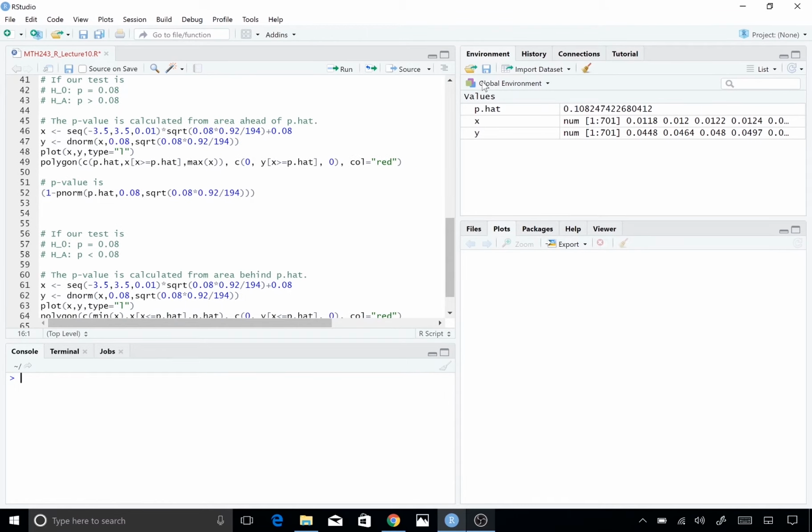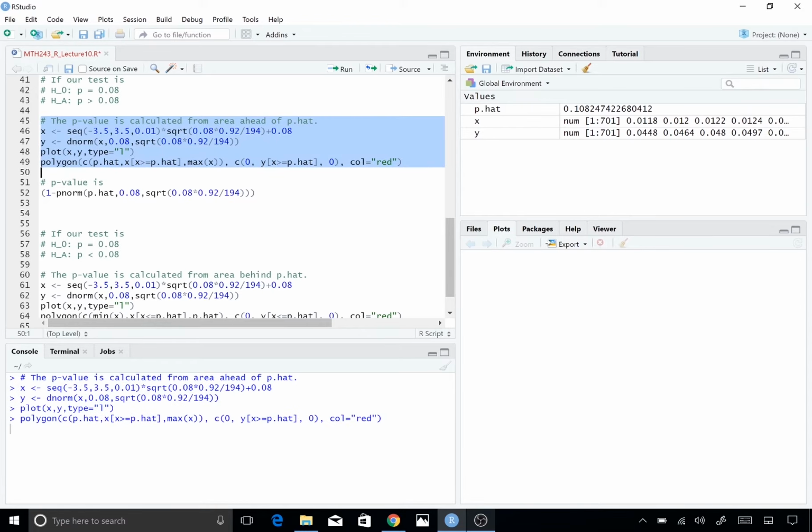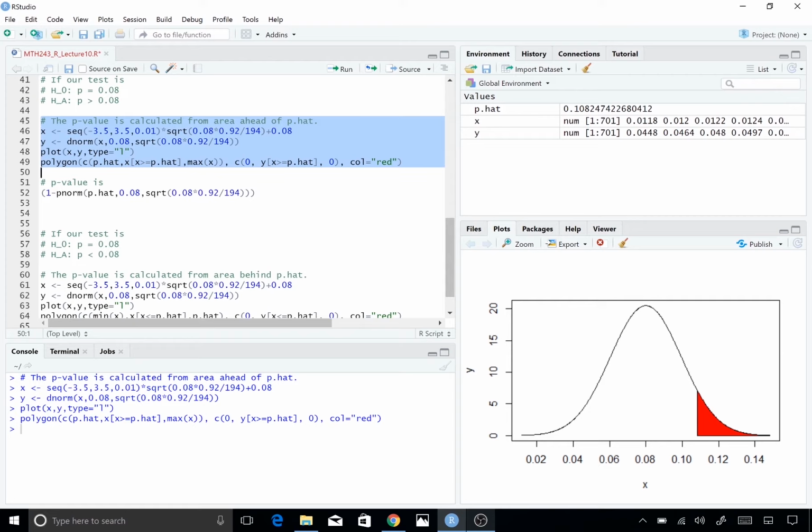If we want to do a hypothesis test in one direction, we calculate the p-value from the area in one direction. If our alternative is that the population proportion is greater than 0.08, then we only care about this area here. And the p-value is half what it was before. But we still fail to reject at the 0.05 level.